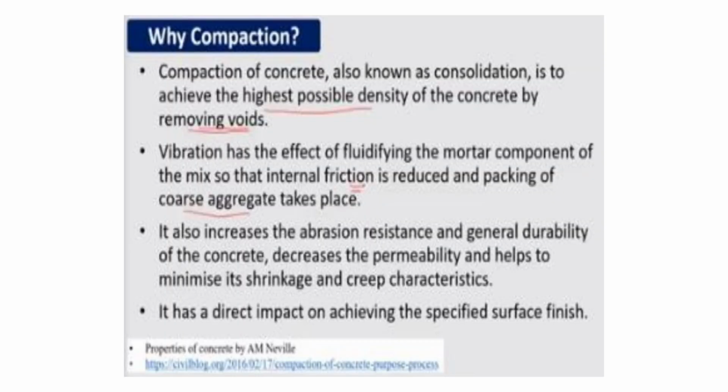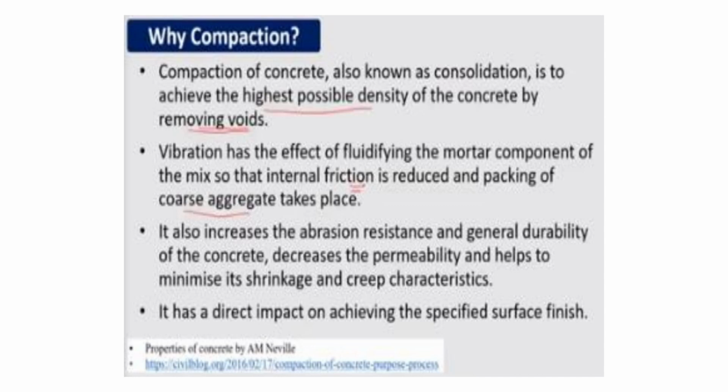So now let us see one more special topic in concrete, or even special concrete, that is compaction, okay. So why it is important and how it affects, okay. So why compaction? As we all know, compaction of concrete, also known as consolidation, is to achieve the highest possible density of the concrete by removing of voids, okay.